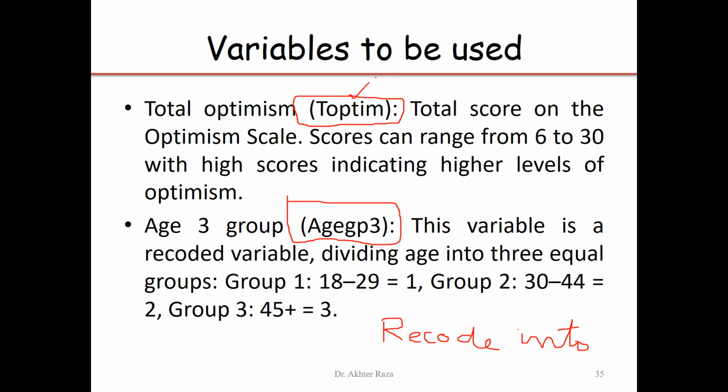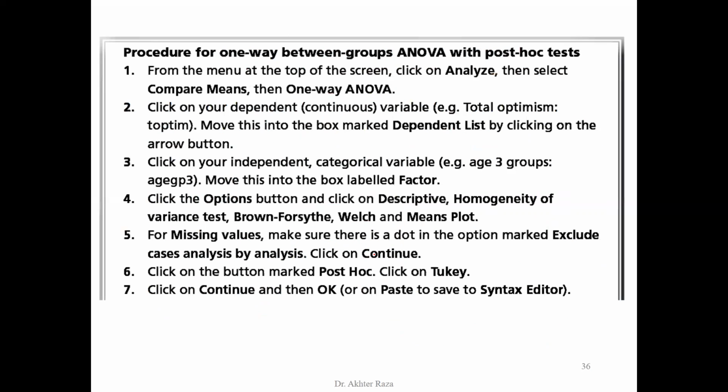This is our first variable, TOPTIM. This is our second variable, age group 3. This procedure is used: you have to apply Analyze, Compare Means, and One-Way ANOVA in SPSS. These three options you have to click. In the dependent list, you have to choose the optimism variable. In the factor list, you have to use the age group 3 variable. So these are the steps. In step 1, you click on the menu item Analyze, Compare Means, One-Way ANOVA.